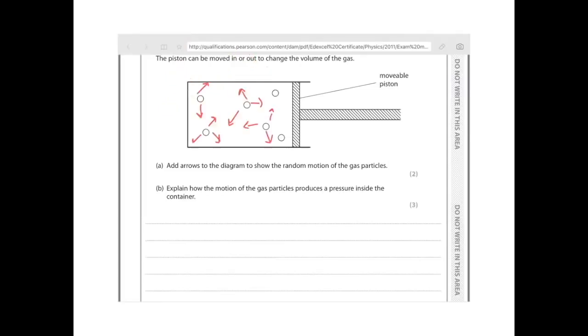Explain how the motion of the gas particles produces the pressure inside the container. This is an answer you can rote learn. So you want to first of all talk about the fact that gas particles have random motion and that they collide with the walls of the container. Then this creates a force. And then lastly, state an equation, which is pressure equals force over area. And that is the easiest way in which you'll get 3 marks. I would really recommend you learn that answer off by heart.